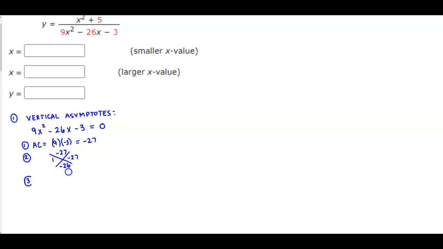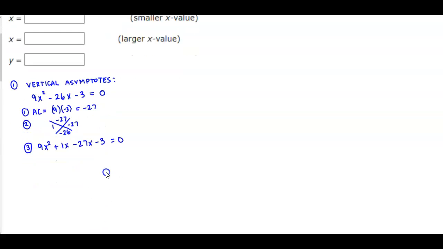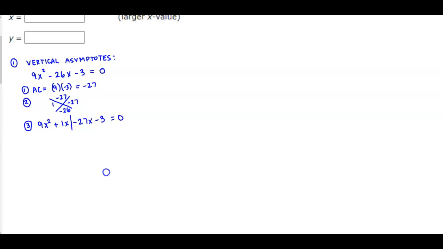So now we're going to factor this to be 9x squared plus 1x minus 27x minus 3, and that's equal to 0. And now we're going to factor by grouping. So we're going to group the first two terms. We're going to factor out an x, and what's left is 9x plus 1. And then over here, we should also get 9x plus 1. And so what can we factor out? From here, we can factor out a negative 3. So therefore, we end up getting 9x plus 1 times x minus 3, which is equal to 0.